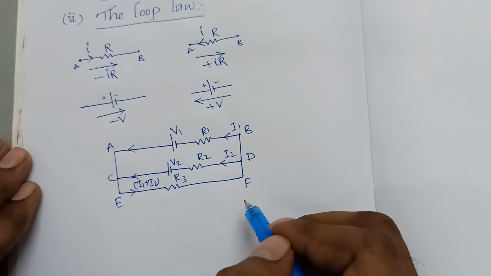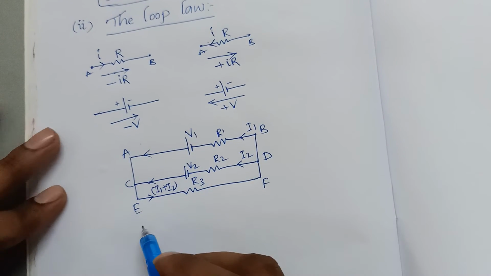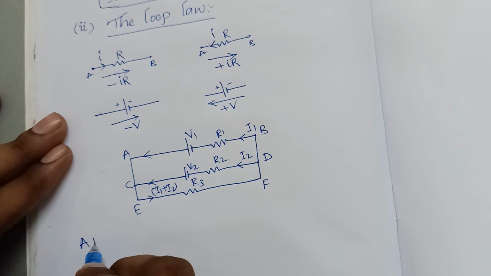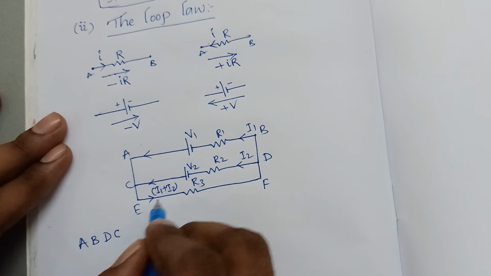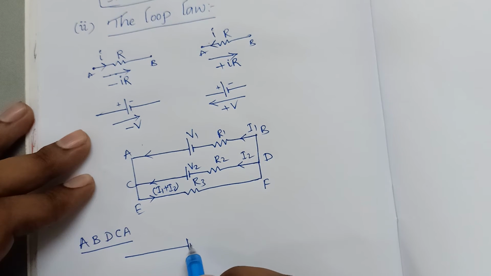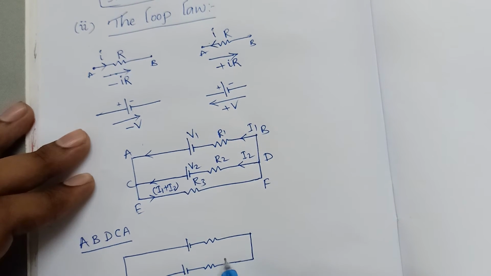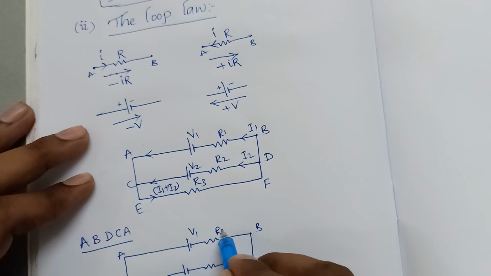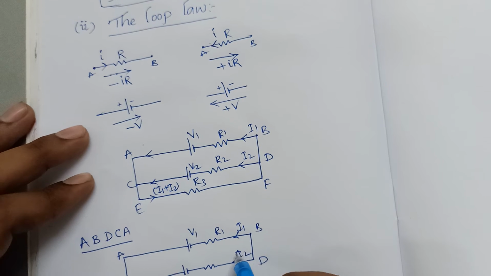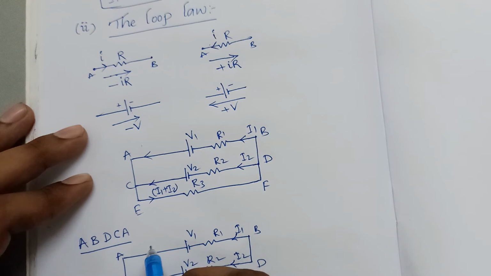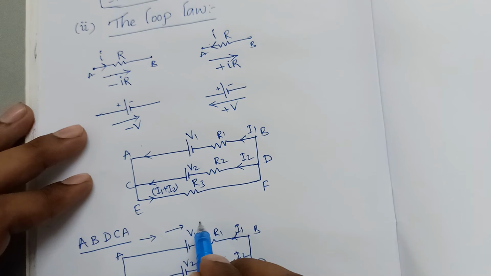Here our assumed loop direction is very important. First, consider the loop A, B, D, C, A. This is the first loop. We can redraw the circuit to solve it easily. So A, B, D, C, A, with V1, R1 and current I1, and I2 with resistance R2 and V2. We start from A, and our assumption direction is like this.